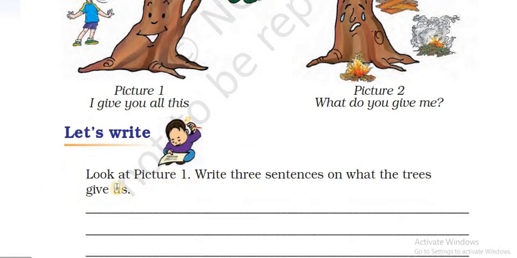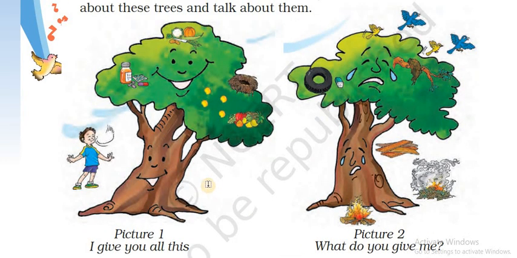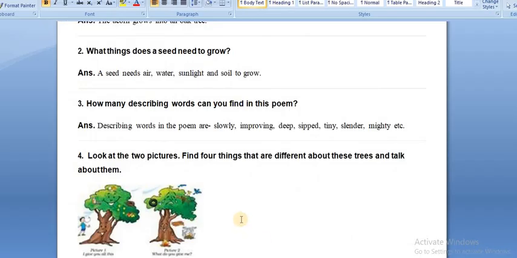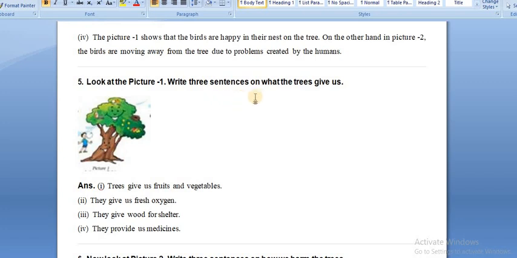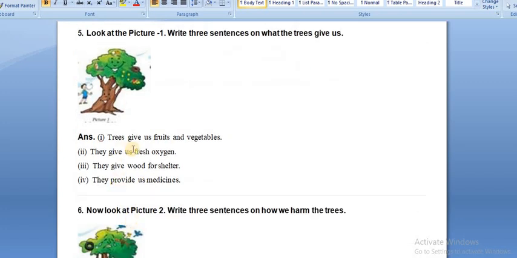So here let's write. Look at picture 1 and write 3 sentences on what the trees give us. You can write that trees give us fruits, trees give us vegetables, they give medicines, they give wood. You have to write these sentences in your notebook. Trees give us fruits and vegetables. They give us fresh oxygen. They give wood for shelter. We even use wood for making furniture. They provide us medicine. Some trees like neem or eucalyptus give us medicines.